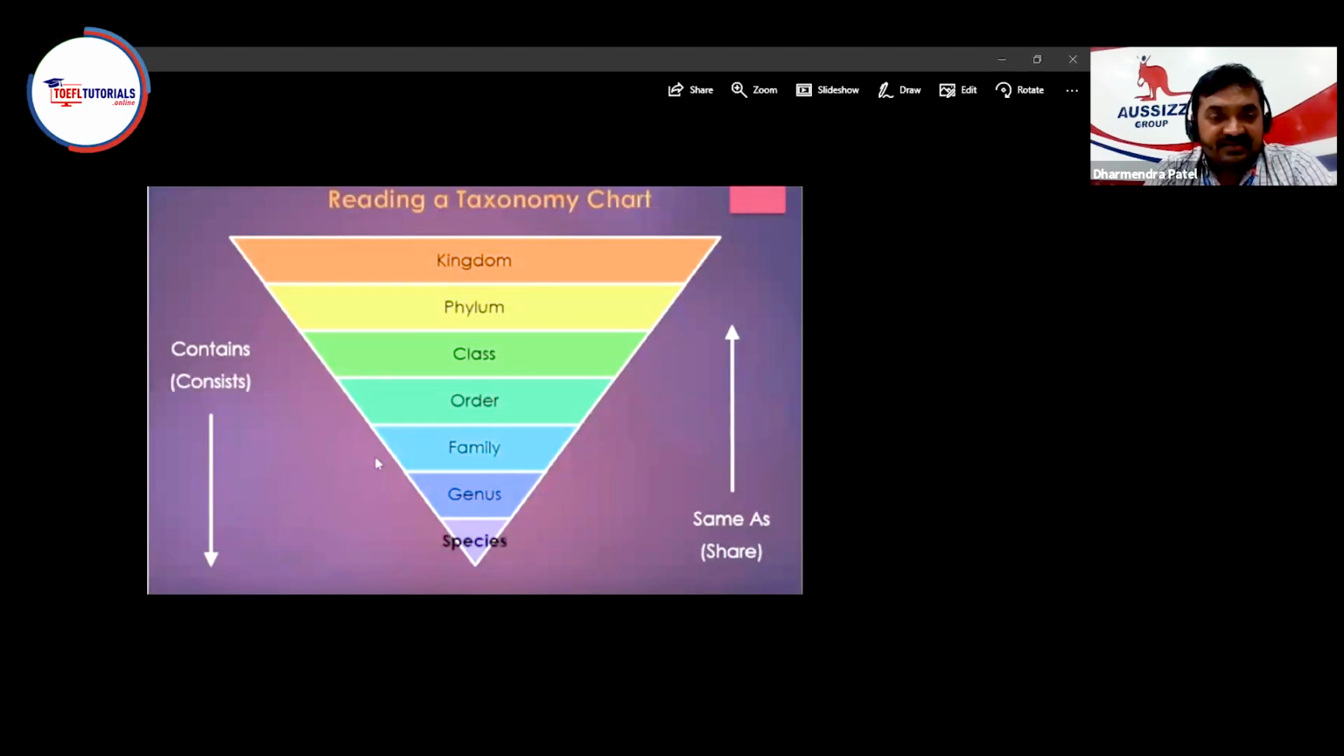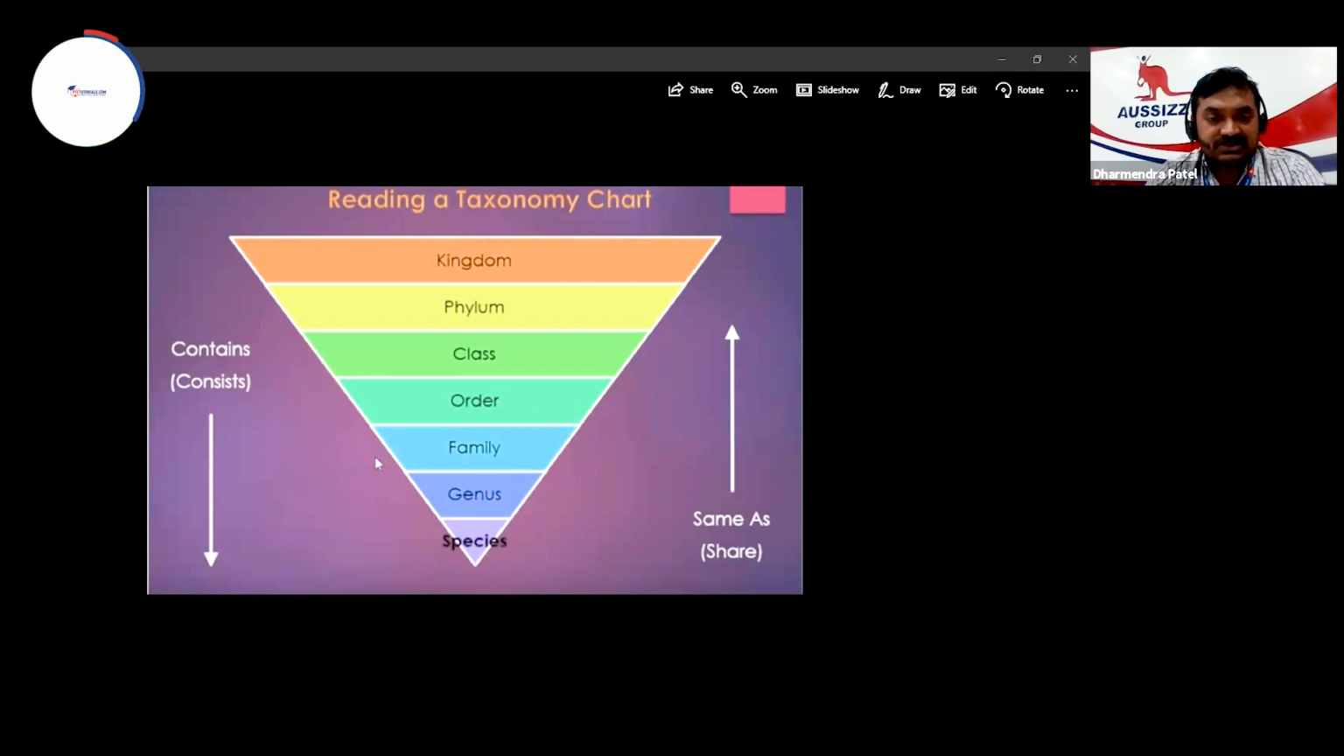The given image is a kind of triangle that shows the method of how one should read a taxonomy chart. It consists of 7 components, and those components have their colors and shades. The top of the triangle contains kingdom, and below that there is phylum. It further gets into class, order, family, genus, and finally species.